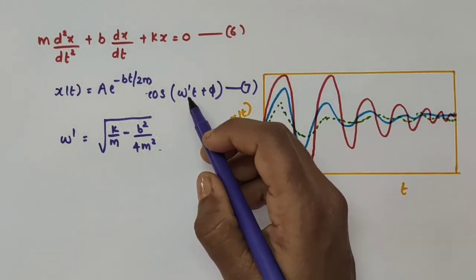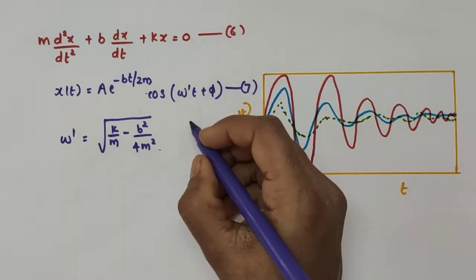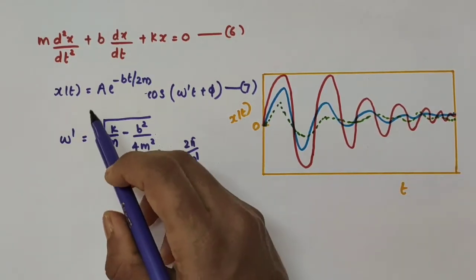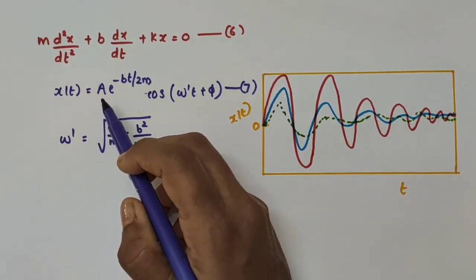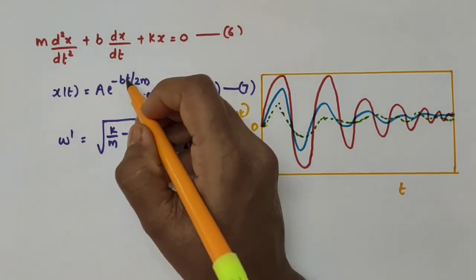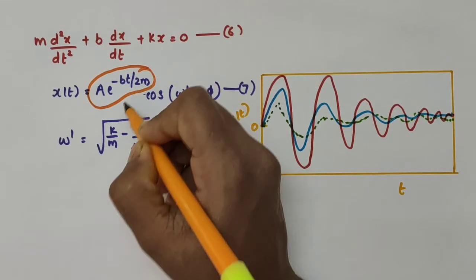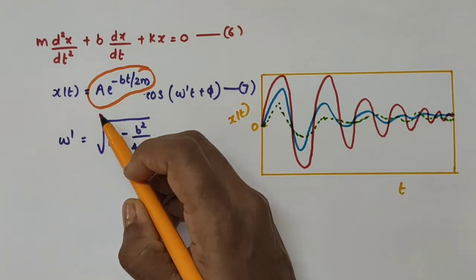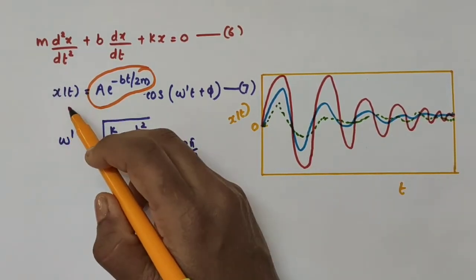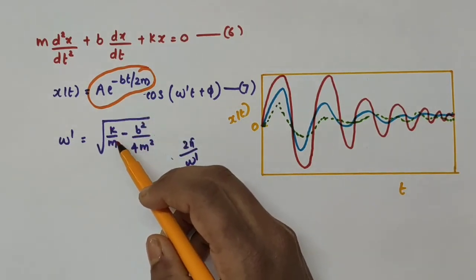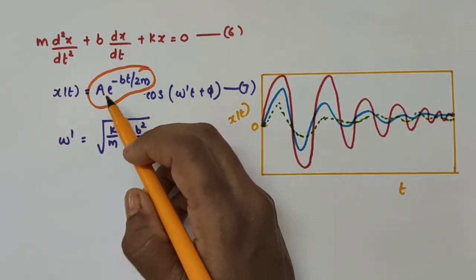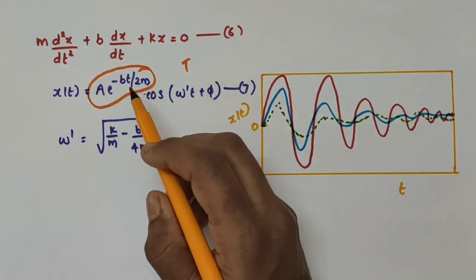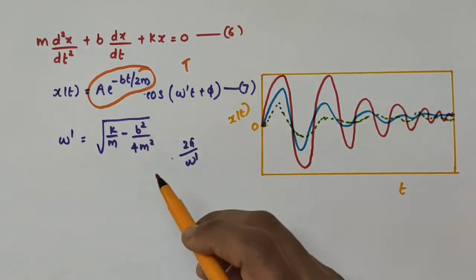Here, in this equation number 7, we have a cosine function. Its period is 2 pi by omega dash. But this function x of t is not strictly a periodic function because of this term A e raised to minus bt by 2m. Because this is an exponentially decreasing term. That is, this function x of t decreases exponentially and continuously with time. But if that decrease is small in one period capital T, then the motion or the oscillation represented by this equation number 7 becomes approximately periodic.